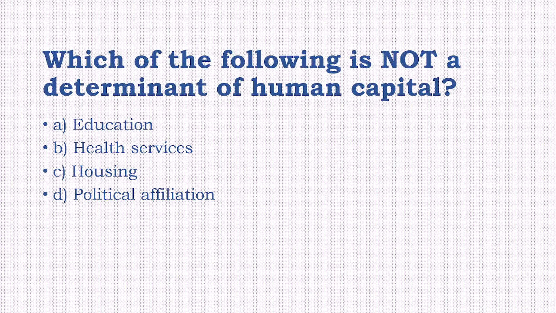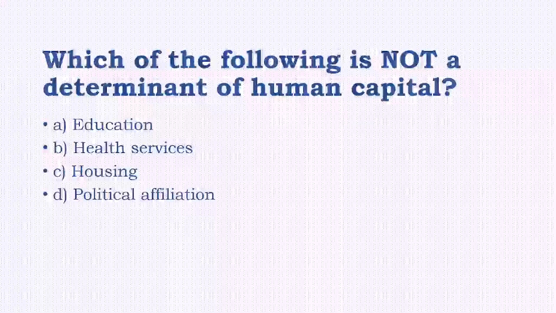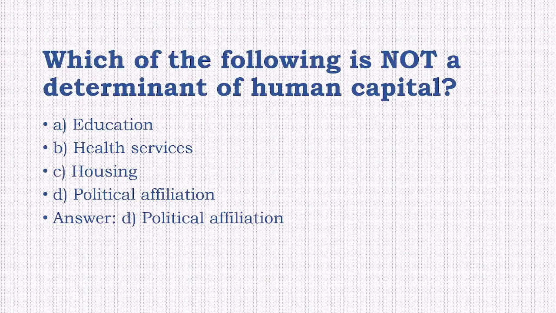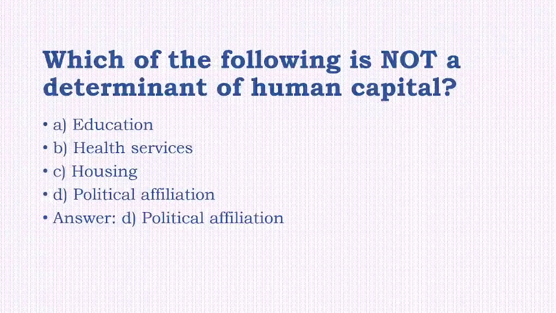Next, which of the following is not a determinant of human capital? Options: education, health services, housing, political affiliation. The answer to this question is option D, that is political affiliation.